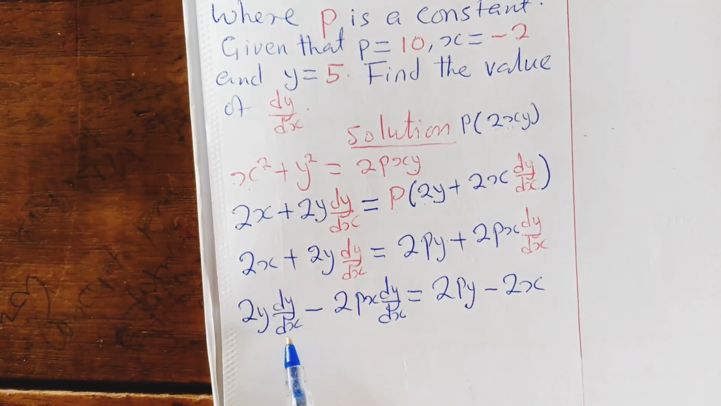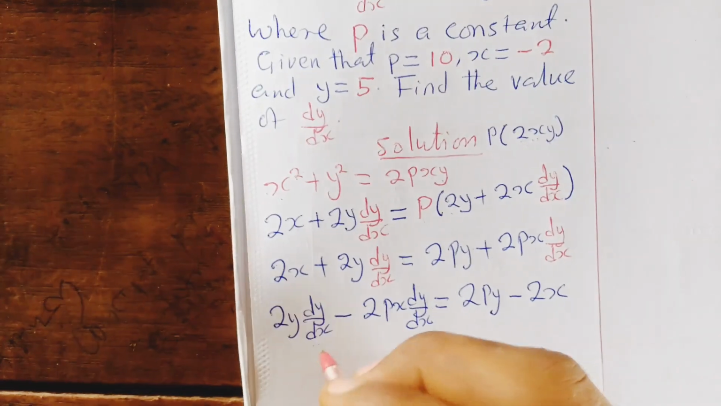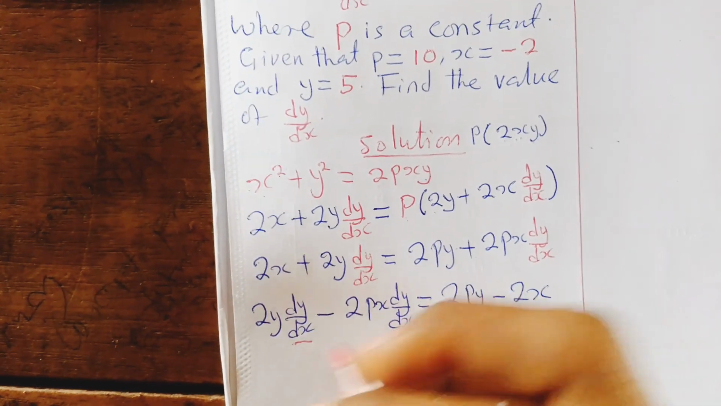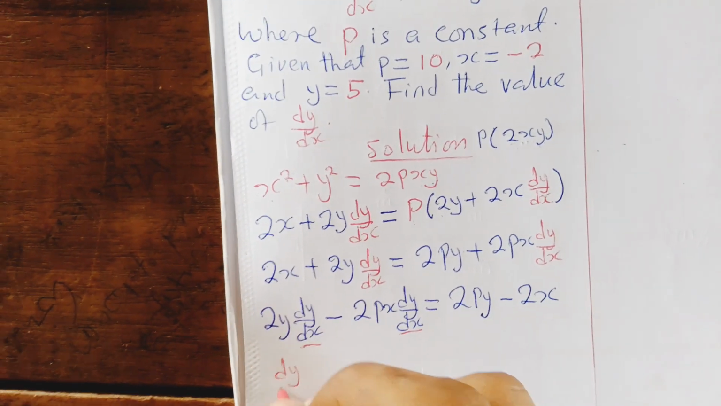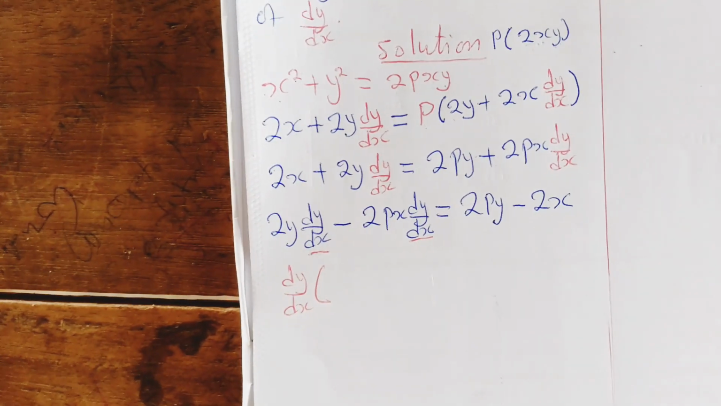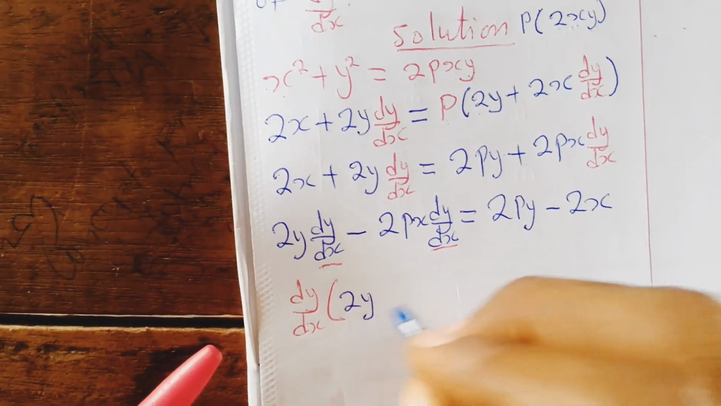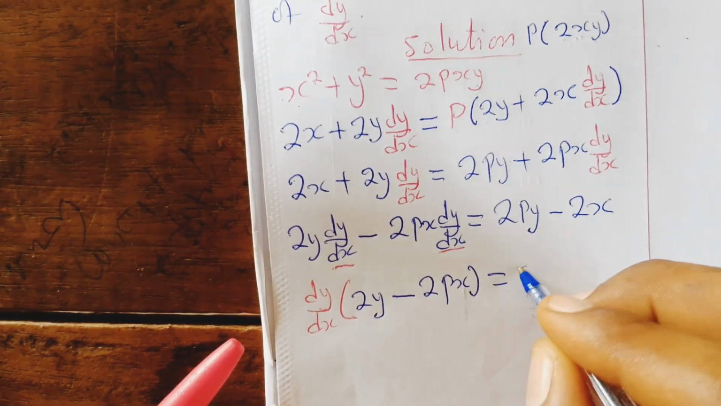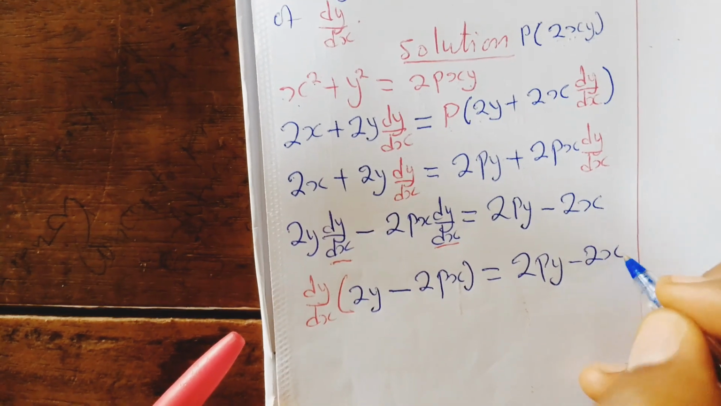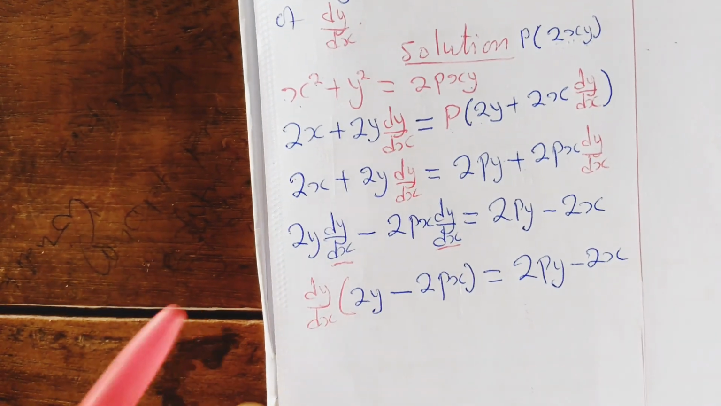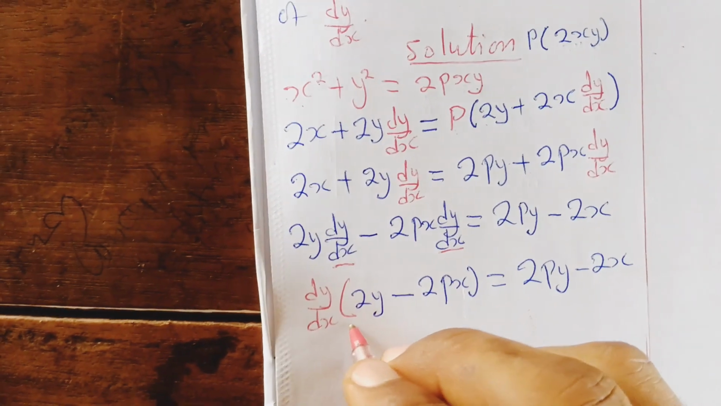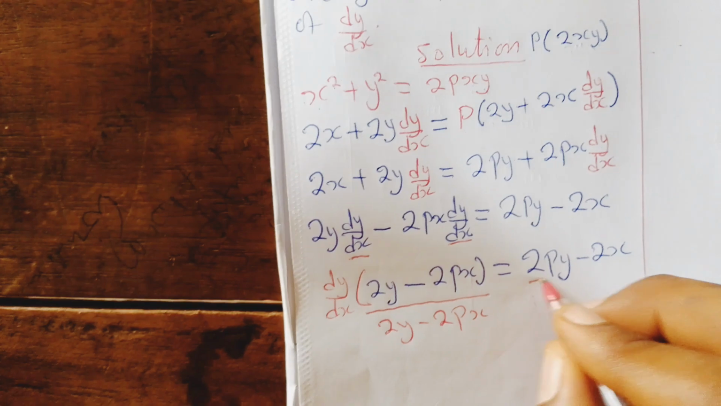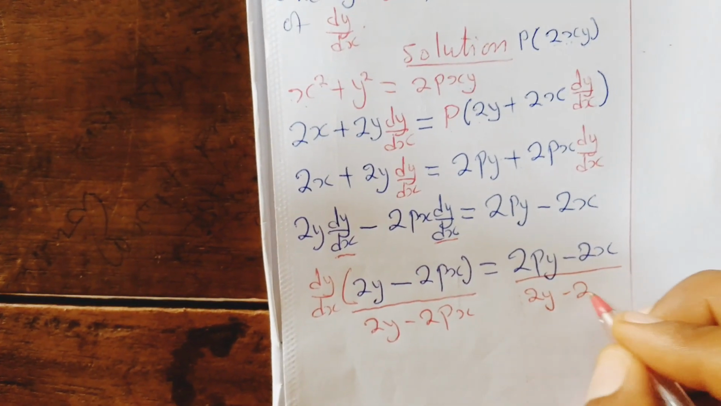But I have something common here, and that is dy over dx and dy over dx here. And that's what I'm looking for. So I'll factor dy over dx out. So here I'm left with 2y minus 2px, which is equal to 2py minus 2x. But don't forget, I'm looking for dy over dx. So I'll divide by the coefficient of dy over dx. That is 2y minus 2px. Here too, the same thing. 2y minus 2px.